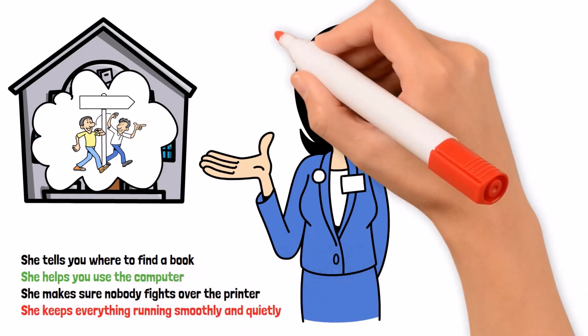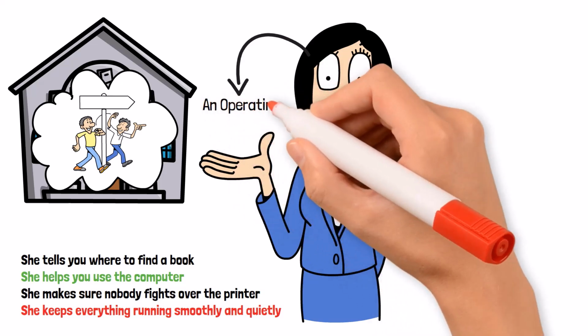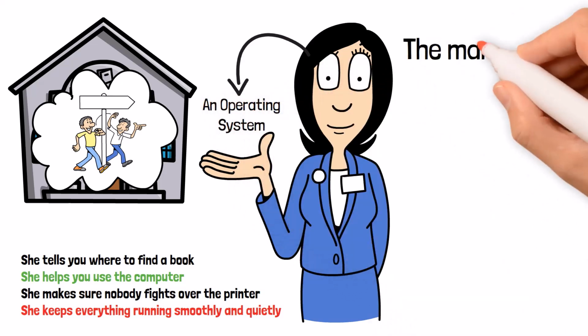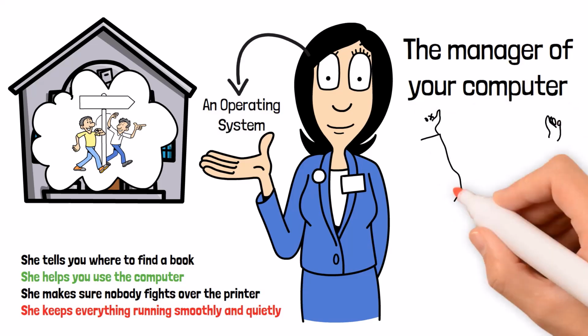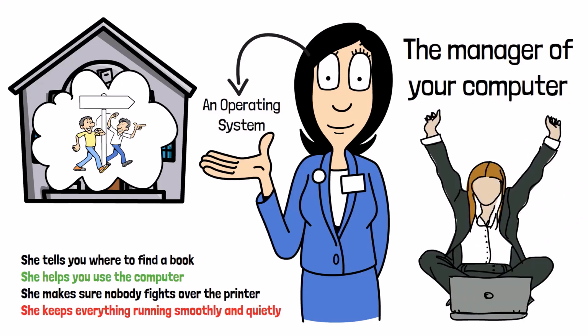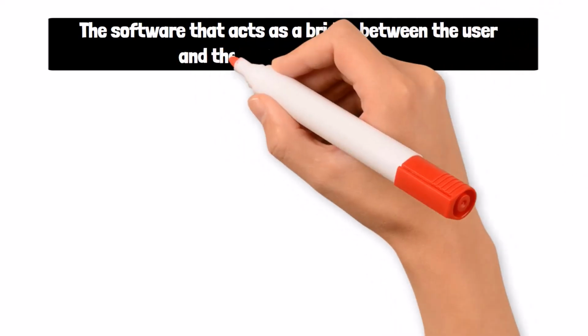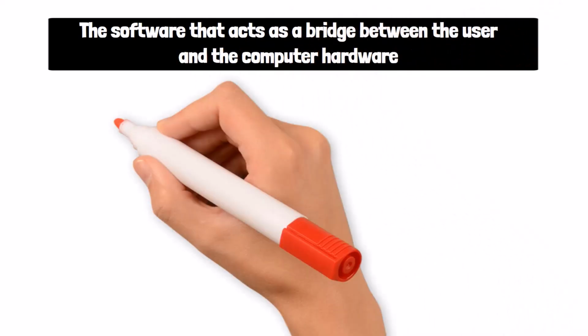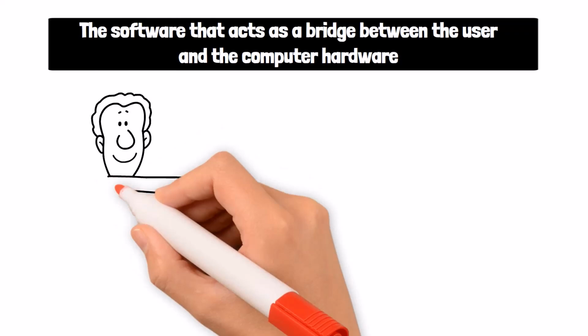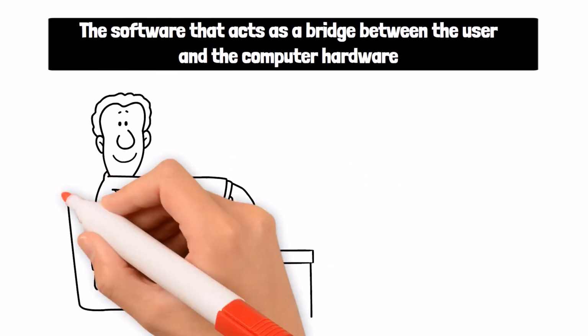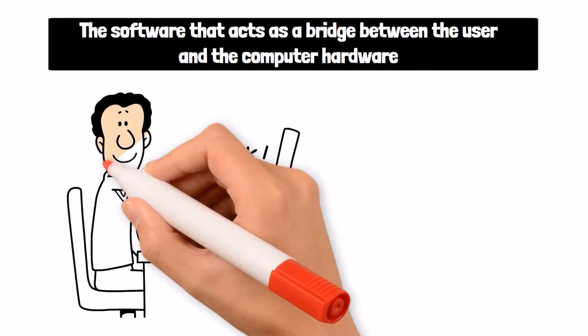That smart librarian is just like an operating system. It's the manager of your computer. It makes sure all the parts work together without any problems. Definition time. In simple words, an operating system is the software that acts as a bridge between the user and the computer hardware. This means the OS takes your commands, like clicking a button, and tells the computer what to do in a way it understands.